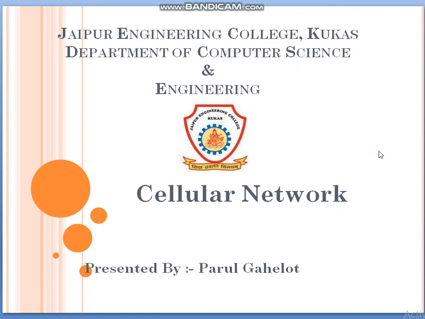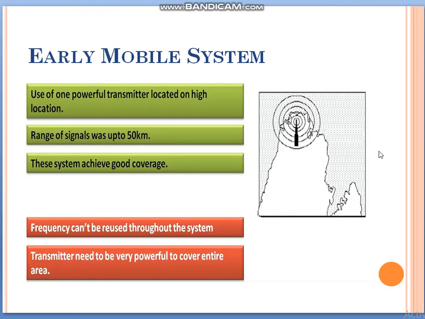Today the topic is cellular network. This topic is related to mobile computing. Firstly, we explain the traditional model of mobile computing. The mobile system consists of one transmitter.